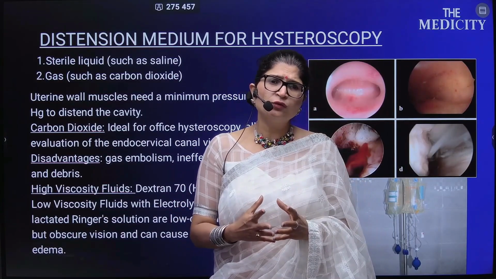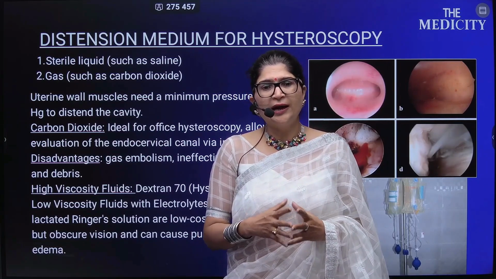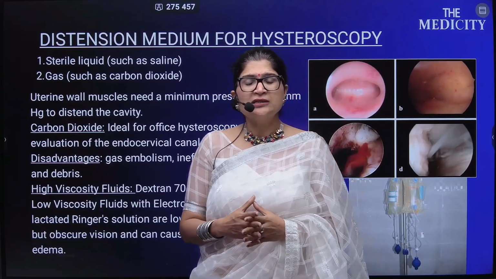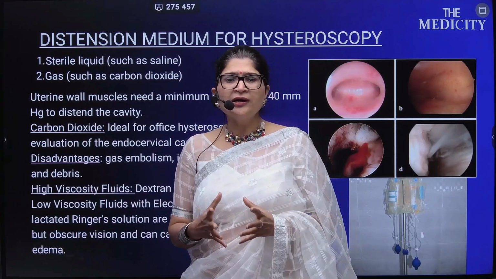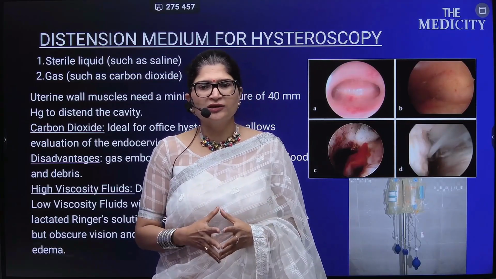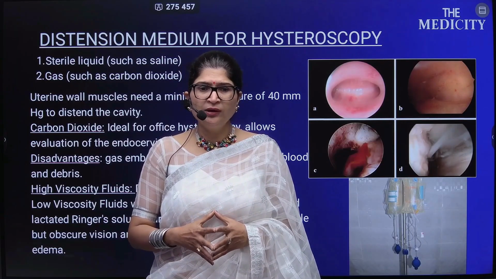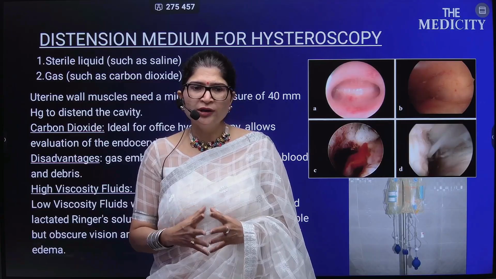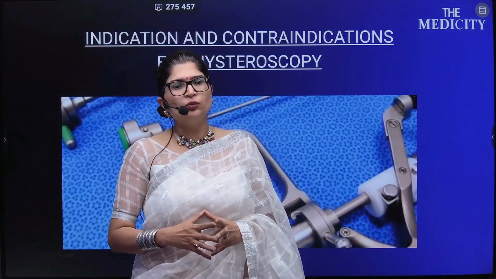A high viscosity fluid like dextran, which is Hyskon, can be used. Among low viscosity fluids and electrolytes, normal saline, as I already told, is the most easily available fluid used as a distension media. Ringer lactate can again be used; both are low-cost distension media which are readily available. But the problem with these is that they can obscure the vision and cause pulmonary and cerebral edema in a few patients. Moving on to the indications.